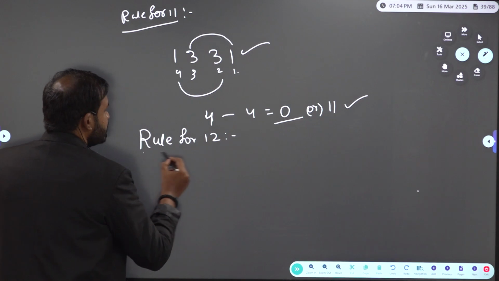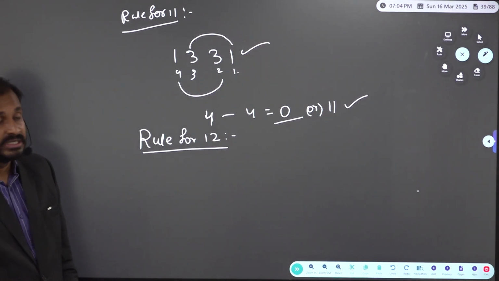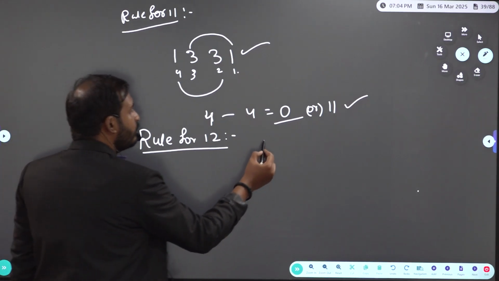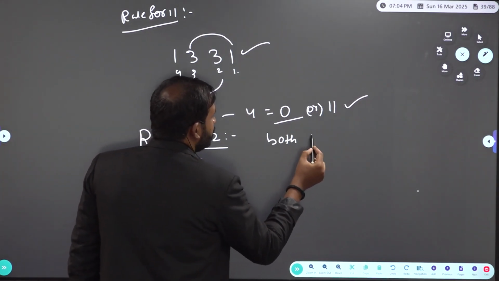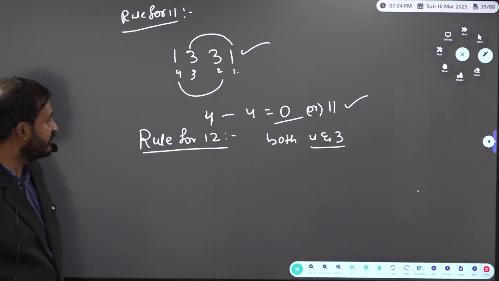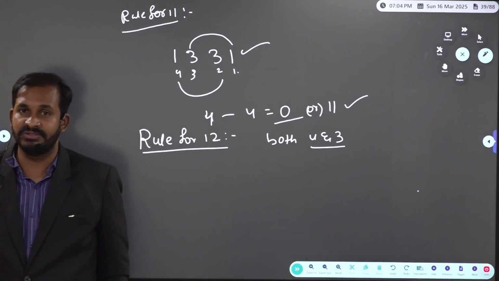From here onwards, please observe one thing carefully, students. Usually, what is the rule for 12? Any number which is divisible by both 4 and 3, then that number is divisible by 12.